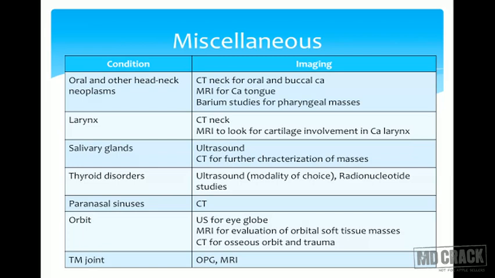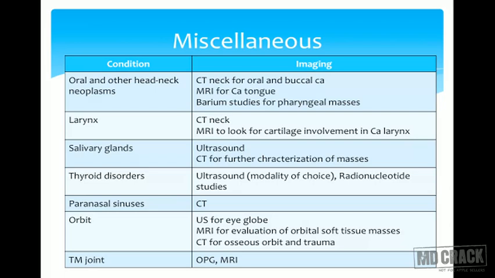Barium studies are good for pharyngeal masses. Larynx, CT neck. MRI may be performed to look for cartilage involvement in carcinoma larynx. Salivary glands, like I said, ultrasound is an excellent modality. CT is performed for further characterization of the masses. Thyroid disorders, ultrasound is a modality of choice. And of course, like we've discussed before, radionuclide studies will help you in evaluating whether there is an ectopic tissue or not, or whether post-operative is there any residual tissue or not.